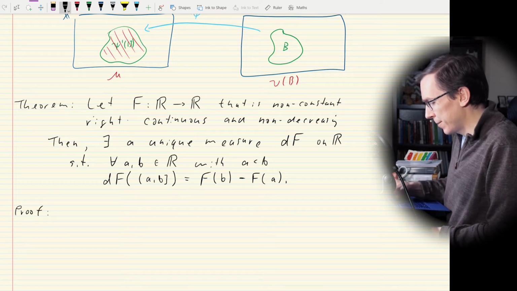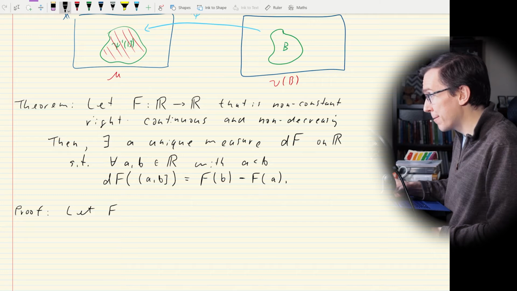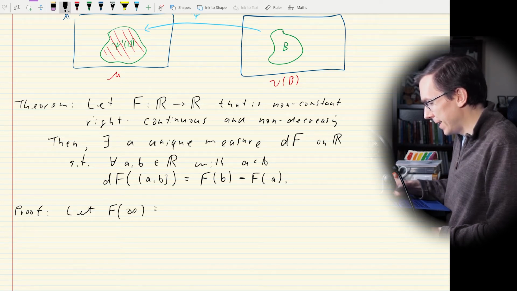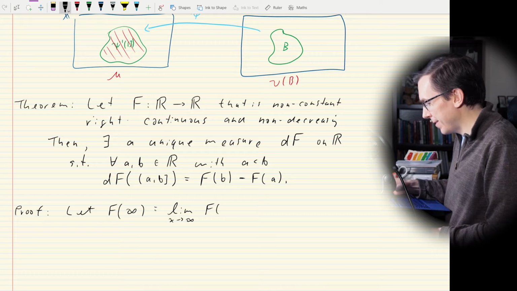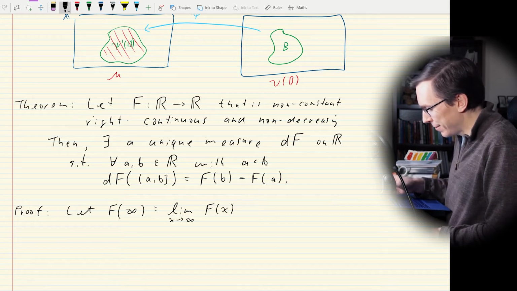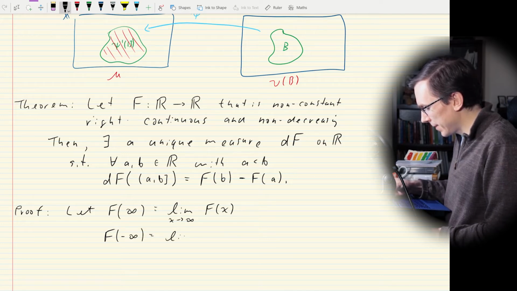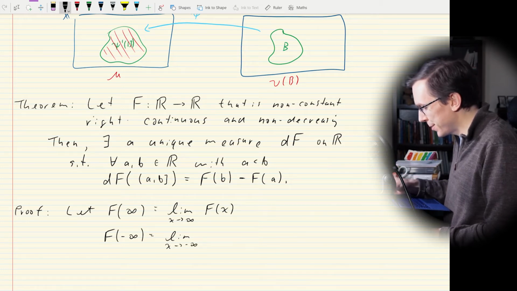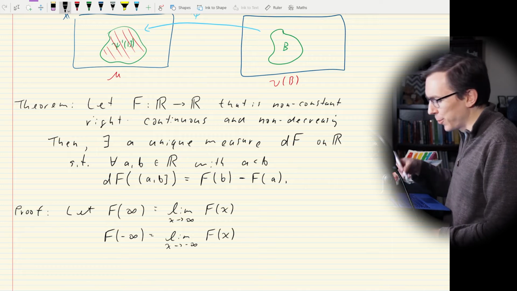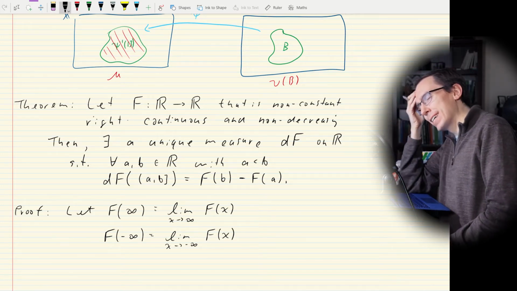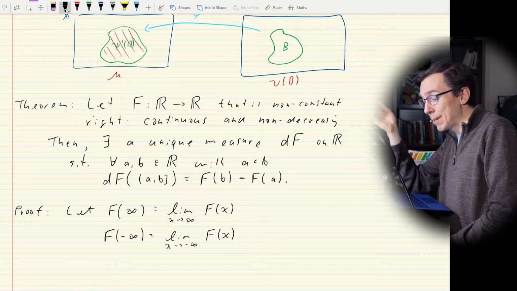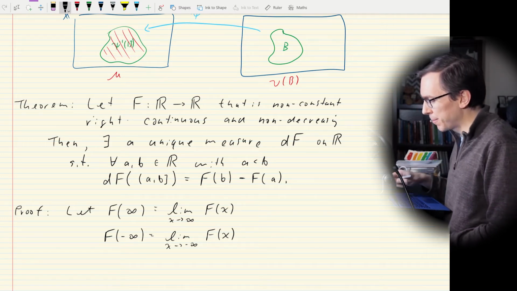Proof. So first, we're going to say let F of infinity be defined as the limit as x goes to infinity of big F of x. And similarly for F of minus infinity, because we're going to need to use these values, and it's super annoying to have to write limit as x goes to infinity every time that I want to do this. So we're going to use this notation. Technically, infinity is not really a point, but we can consider the limit as this function goes to either plus or minus infinity.